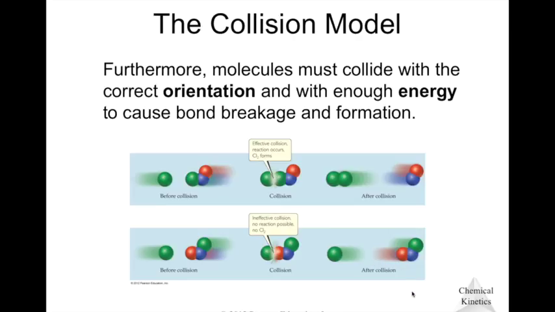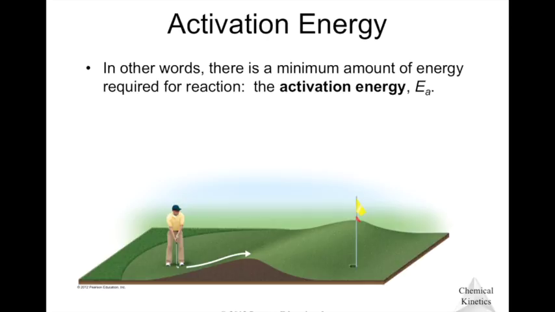So that's why the more you're in motion, the more likely you are to A, run into something else, and then B, run into something else with the same orientation. And then if your temperature is higher, you're going to have more energy, and you're more likely to have enough energy to cause the bonds to break and new bonds to form. And so we call that the activation energy. So there's a minimum amount of energy that you need to make a reaction happen, right?